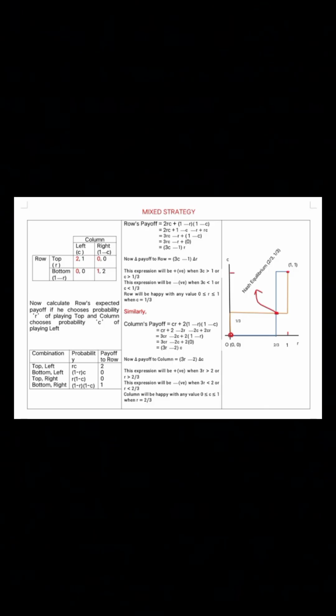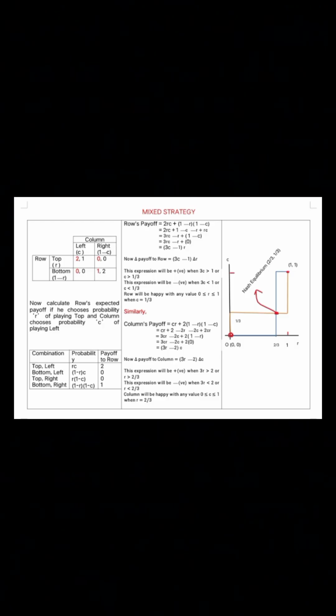Similarly, this combination probability payoff to the column table can be formed, and accordingly column's payoff is equal to CR plus 2 into 1 minus C into 1 minus R. After simplification, it will become 3R minus 2 whole into C. Let us think that column contemplates increasing C by delta C. So in this case, the delta payoff to column equals 3R minus 2 whole into delta C.